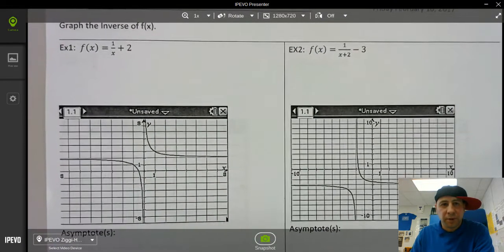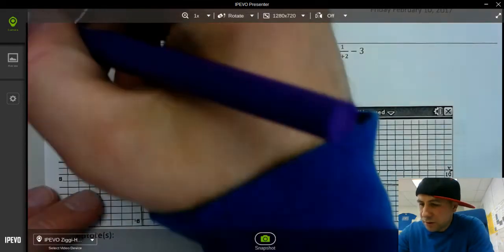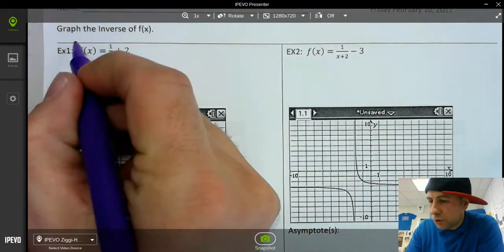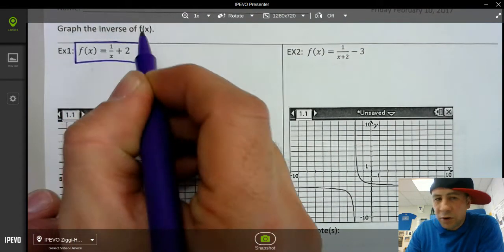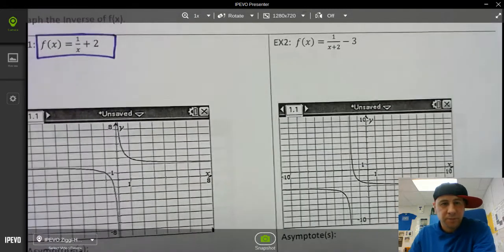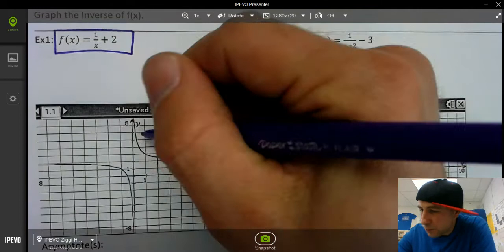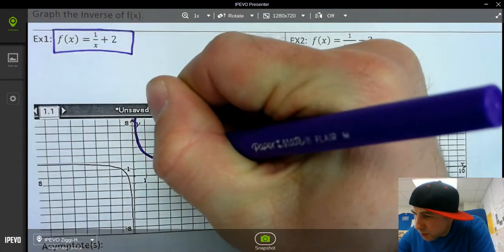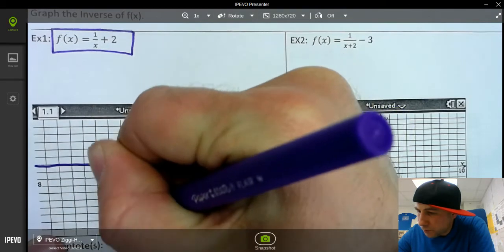All right, example number 1. Okay, so I'm going to graph the inverse. Now first, you want to color code the inverses. What I've done for you is I've already graphed f of x equals 1/2 x plus 2. Okay, so it shows up looking blue, but I'm using purple, and I'm going to color code the original function.